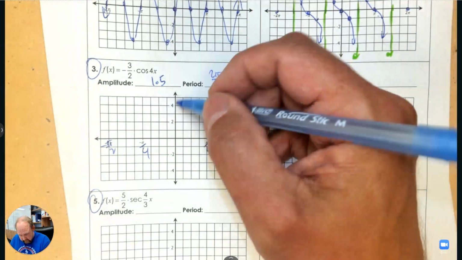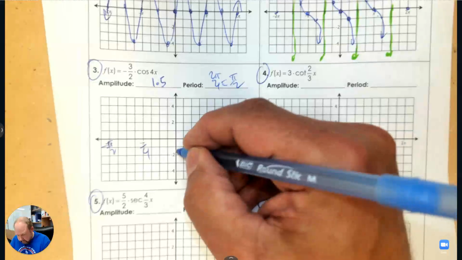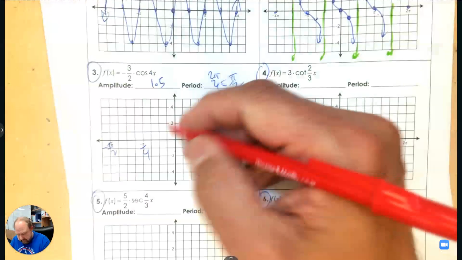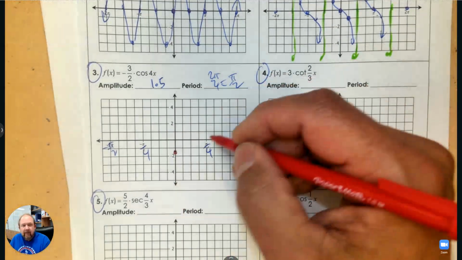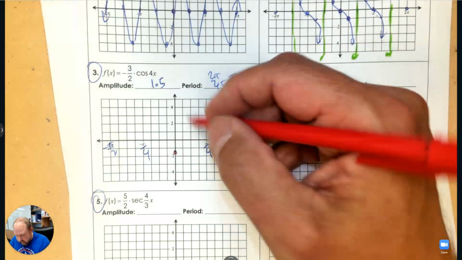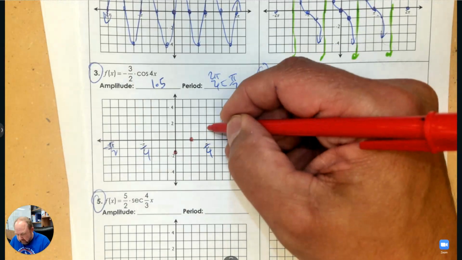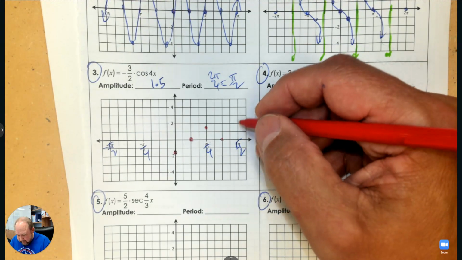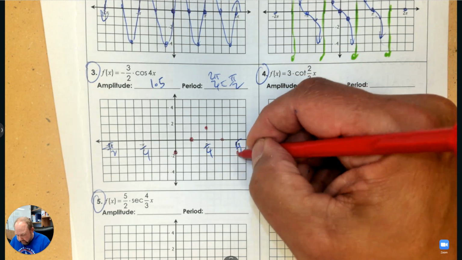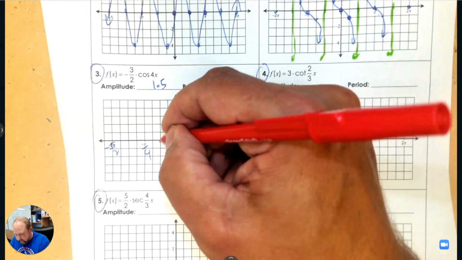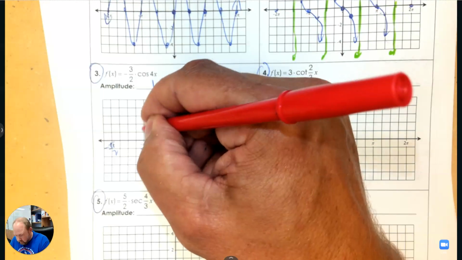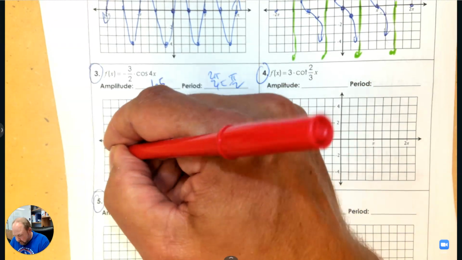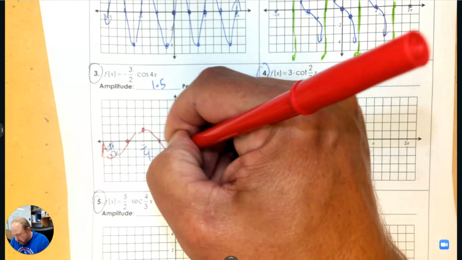Cosine starts usually at the top because it's negative. It's going to start at -1.5, and then in the middle, and then +1.5, and then back to the middle, and then -1.5, and then follow that pattern. And then draw your wave.